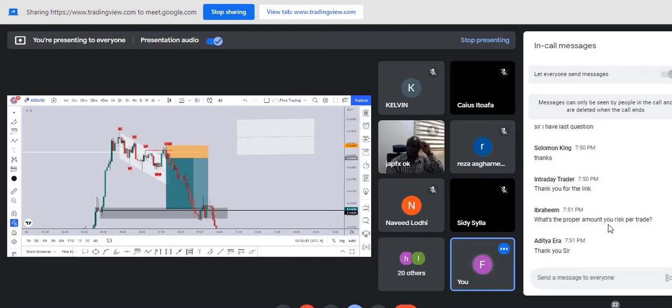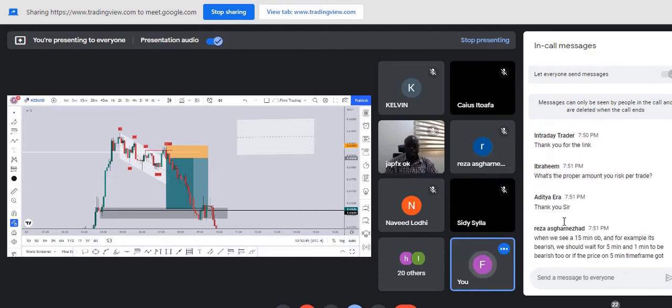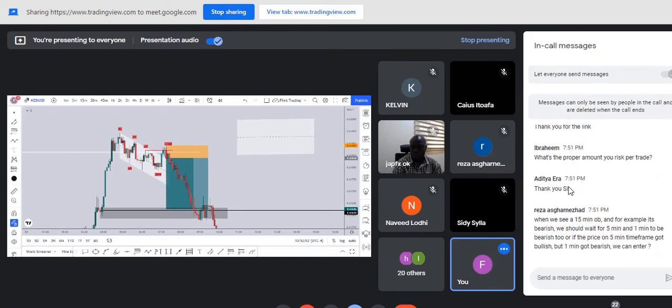What's the proper amount to use per trade? Ibrahim, it's 1% or 0.5% on a prop firm account, and it's something like 3%, 4% on a personal account.